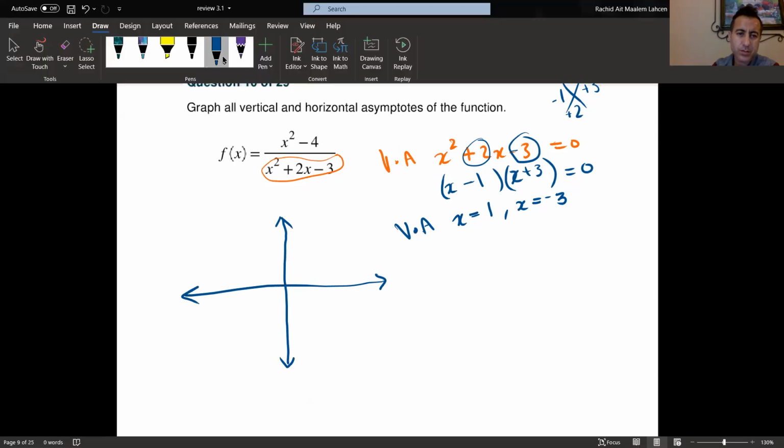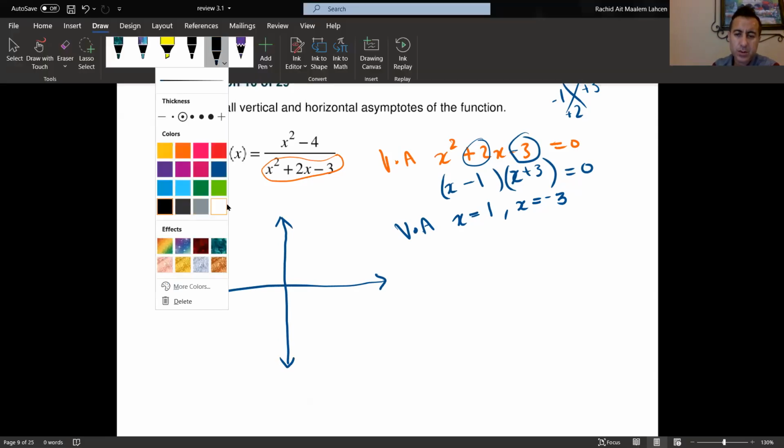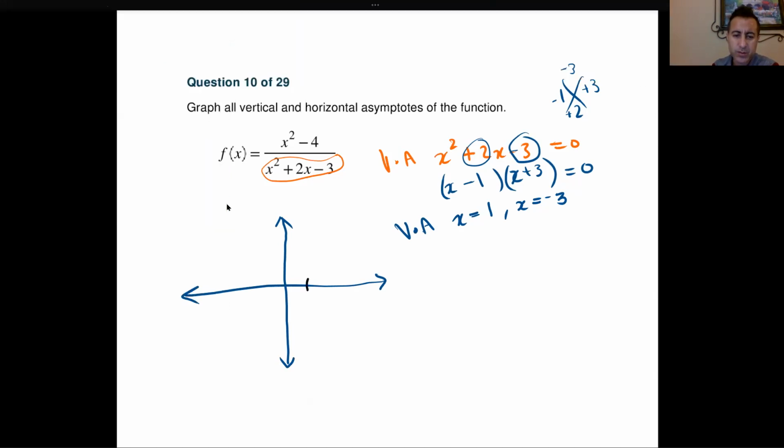And let's see. So x equal 1, if this is 1, and if x equal -3, let's say here. All right. So now what's left?